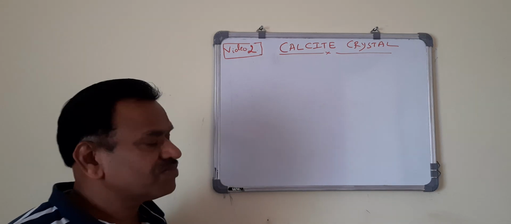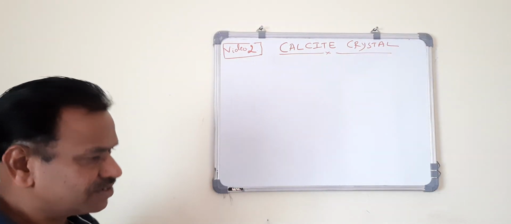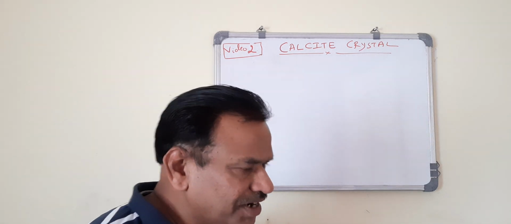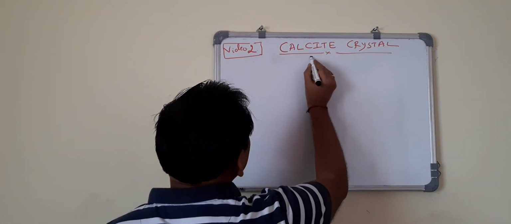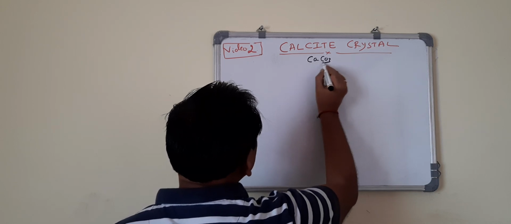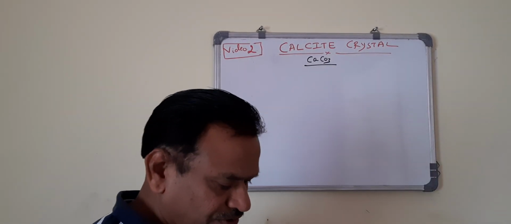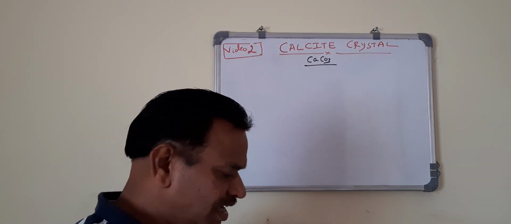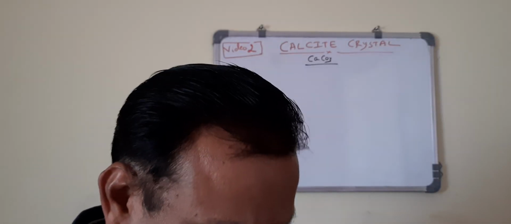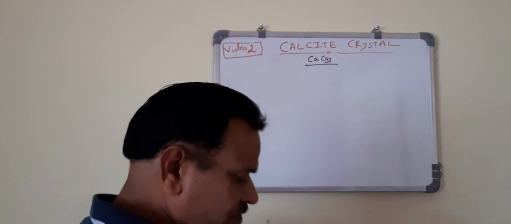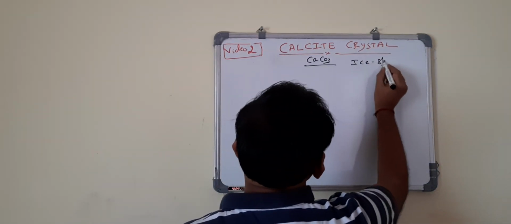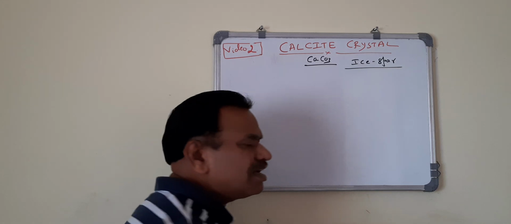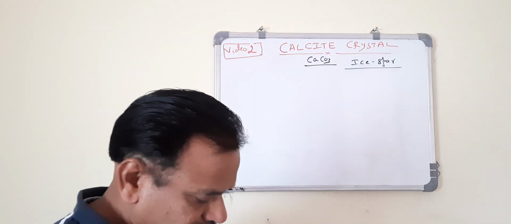Now let us come to another crystal, that is the calcite crystal. Some imagination is required. In chemistry, this calcite crystal is called CaCO3, a calcium carbonate crystal. Sometimes it is also called ice spar. It is a naturally occurring crystal.